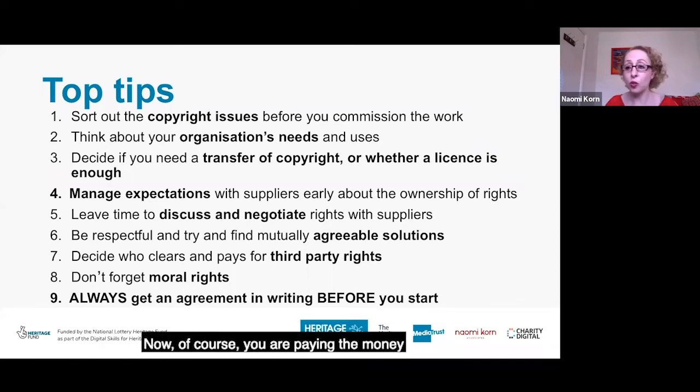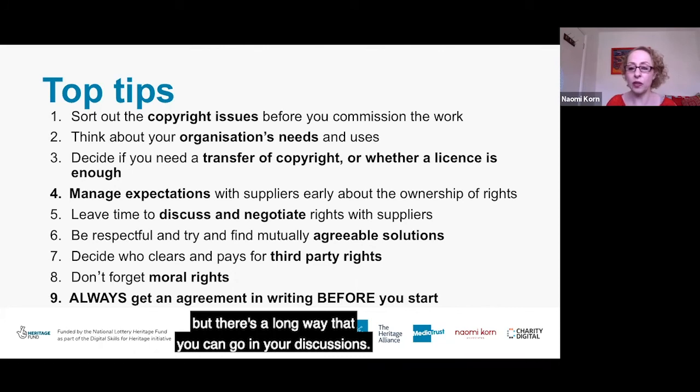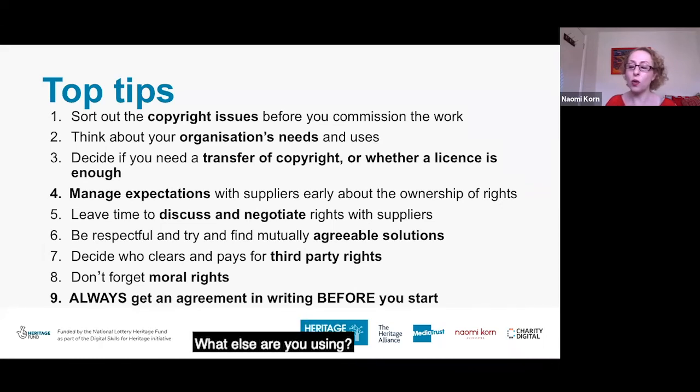Now, of course, you are paying the money to carry out work for you, so there is a certain give and take here, but there's a long way that you can go in your discussions. Be clear about third-party rights. So what's the content that you're bringing in? What else are you using? Okay, outline that at the beginning and think about budgets and build that into your project management, into your budget management as well.